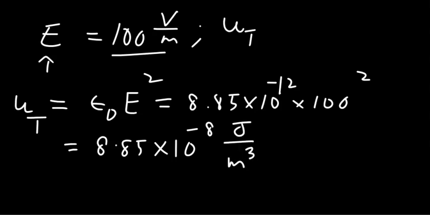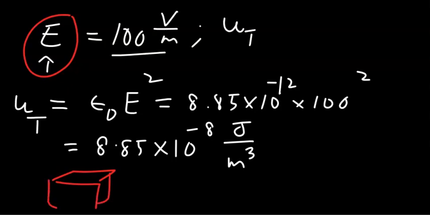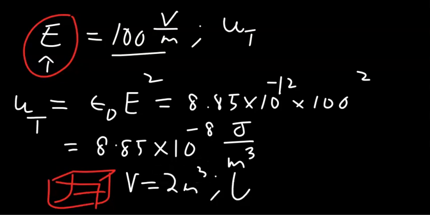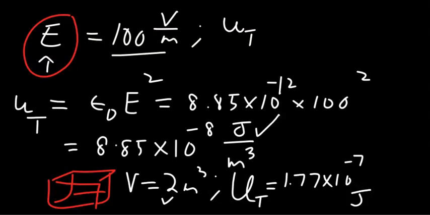Assume that you have this field, the electric field with that much magnitude, is contained within a certain volume of space, and the volume of this space is, say, 2 cubic meter. Then the amount of energy contained within that volume is quite simply that number times that, which will give you 1.77 times 10 to the power minus 7 joules.